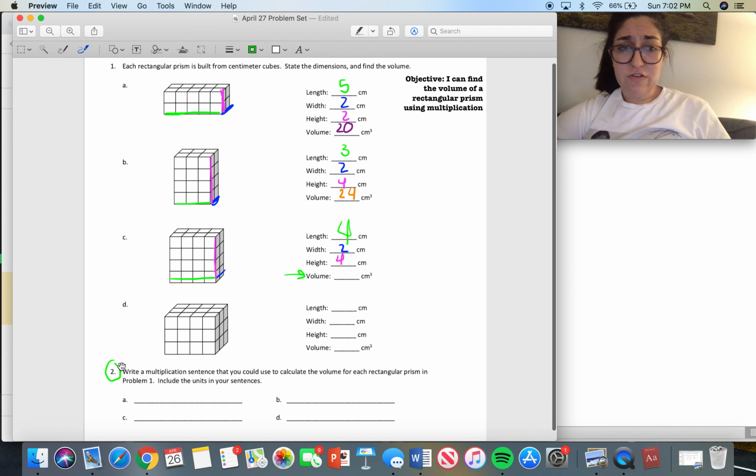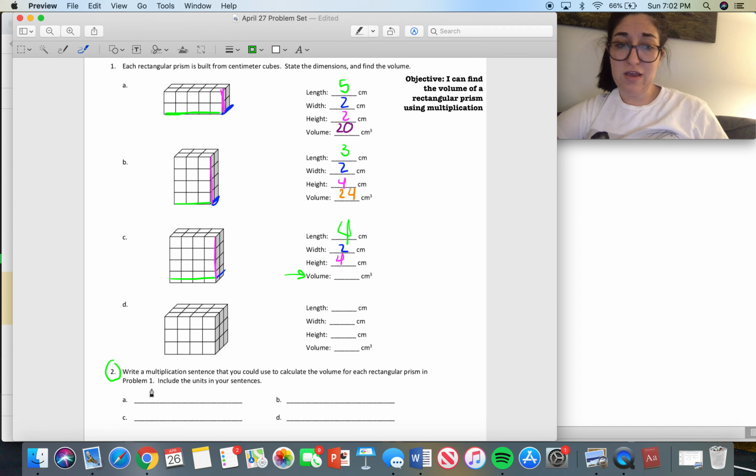I want to now move on to number 2, where it says write a multiplication sentence that you could use to calculate the volume for each rectangular prism in problem 1. Include the units in your sentences. Just because it's kind of hard to type on a computer, we're going to include the units for the first ones, but I'm not going to include units for the other ones. It's not great practice, but it's very hard for me to type on here, and I don't want to waste time with that.